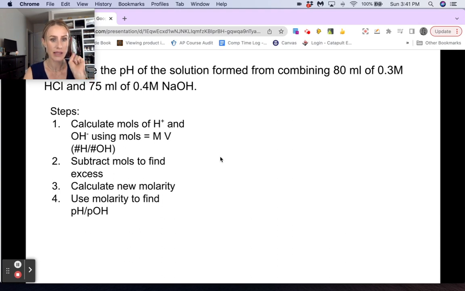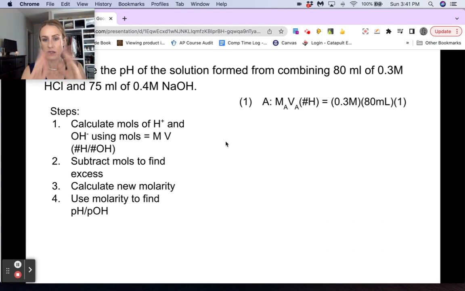Number one, I'm going to calculate the number of moles of H plus and moles of OH minus using our molarity times our volume times the number of hydrogens or the number of hydroxides, just like we did before. For the acid, we get the molarity of the acid times the volume of the acid times the number of hydrogens. The molarity of the acid was 0.3 molar, that was my hydrochloric acid, and the volume of the acid was 80 milliliters, and then times 1 because it's hydrochloric acid, so there's just one hydrogen in that acid. So 0.3 times 80 is 24 millimoles of H plus. Again, I'm keeping it in milliliters, and therefore I get millimoles here.